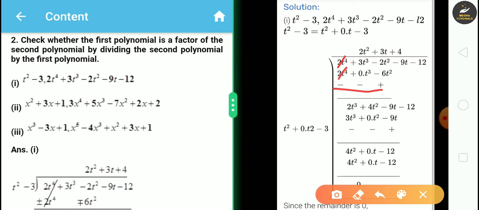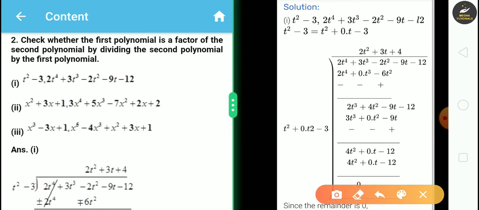3t cube plus 0t cube. So here it will come 3t cube. Again it is a printing mistake, 3t cube. Then minus 2t square plus 6t square, 4t square, minus 90 and minus 12 as it is. Okay, so the next step is 3t cube plus 4t square minus 90 minus 12.